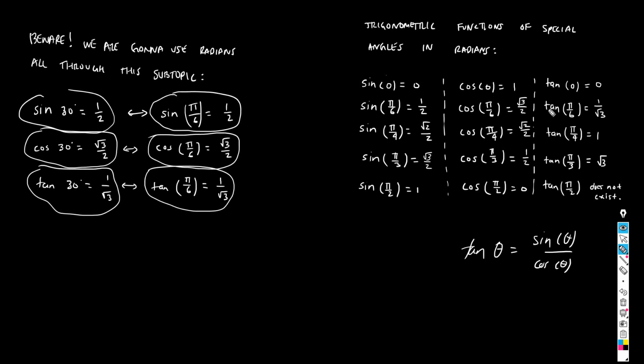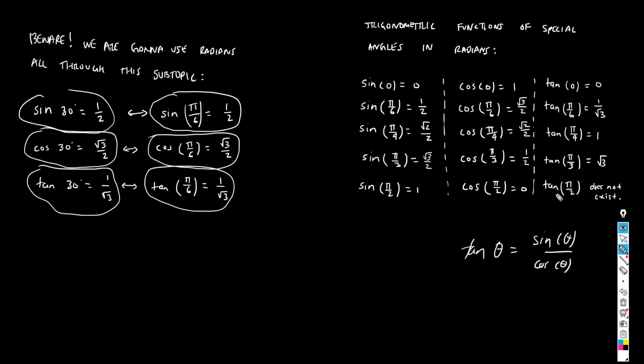You're going to get 0. Tangent of pi over 6 is nothing but sine of pi over 6, which is this much, over cosine of pi over 6, which is this much. When you divide this number over this number, you're going to get this, etc., etc.